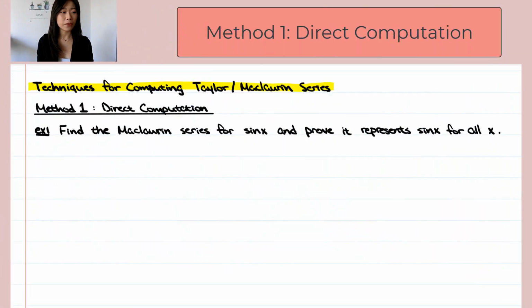So here's the first example. Find the Maclaurin series for sine of x and prove it represents sine of x for all x. So similarly to the exponential function, let's write out the first few derivatives and see if we can find a pattern. The function f of x is sine of x. And since we want to find its Maclaurin series, that is, we want to find the Taylor series at a equals 0, let's also evaluate f of 0.